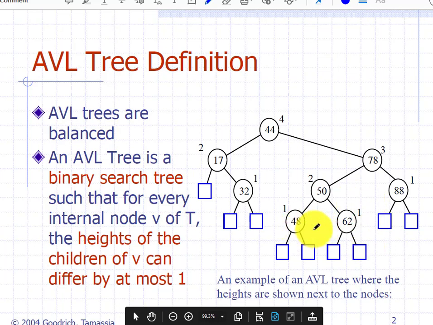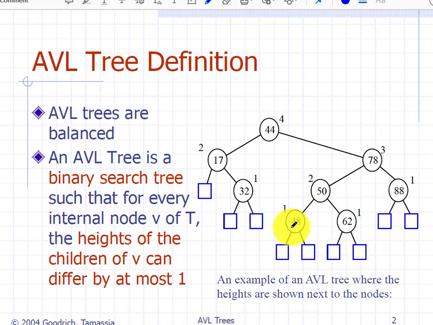We say 48 is one node, and 62 is the other. This has a height of 1, and this has a height of 1. Right? 1 minus 1 is 0. So the height factor of this node is 0. The height factor, I'm writing it in a different color: the heights are given in black, and the height factor is given in blue.